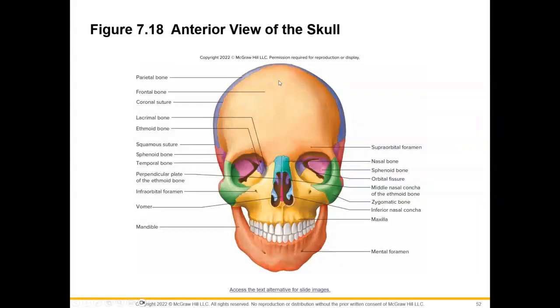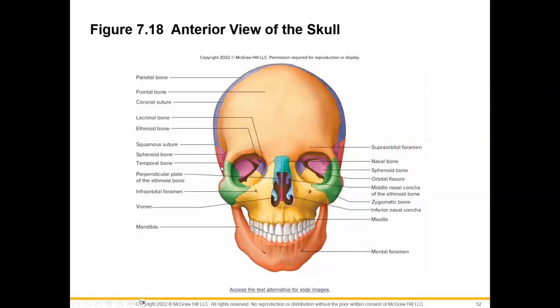Okay, when we're looking at the skull, the frontal bone is the forehead, basically. Behind that, in purple, here's parietal. We'll show another picture. Then you have sutures that connect, like the coronal suture. Okay, lacrimal bone right here at the interior of the eye, the ethmoid bone.